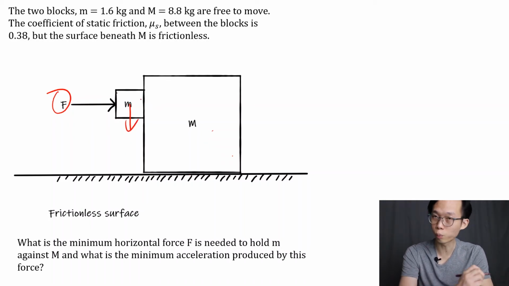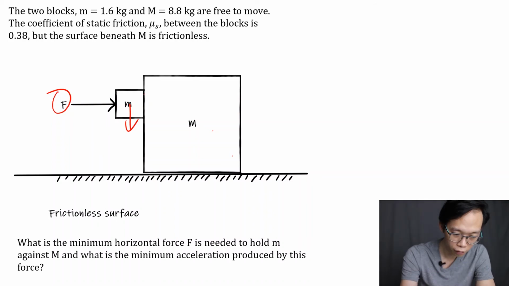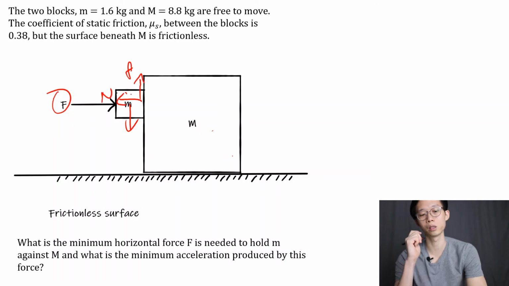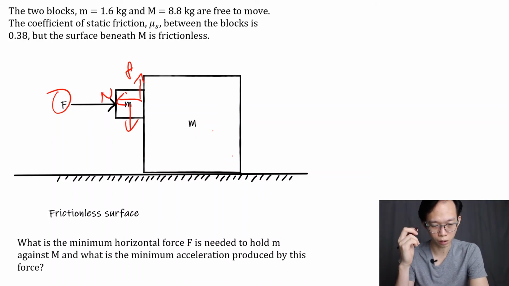And so what is going to prevent it from going down? Friction. Friction between this large box and this small box. And this friction here is dependent on the amount of normal contact force that is exerted. So let's have a look at what this looks like in terms of a free body diagram.